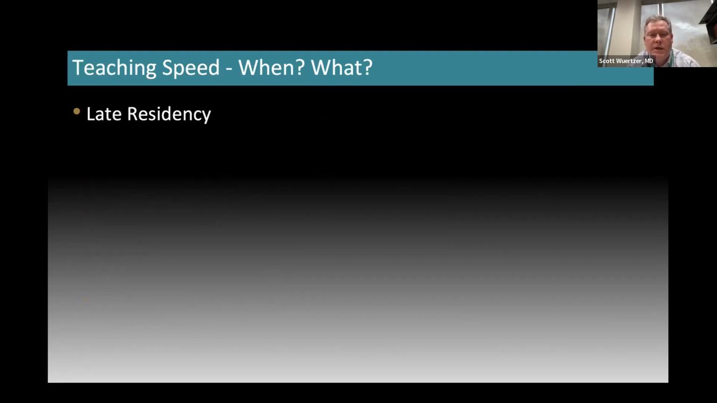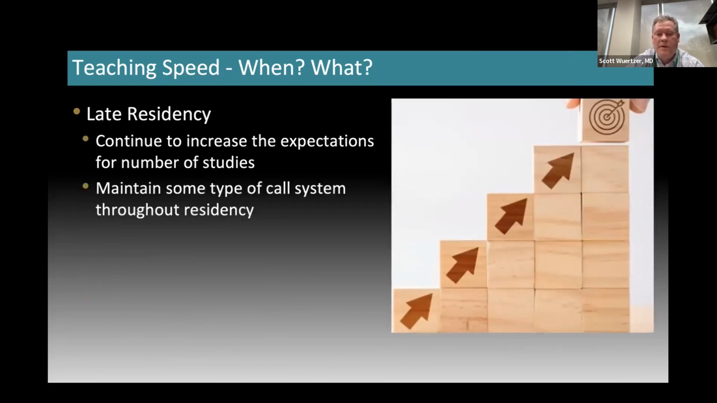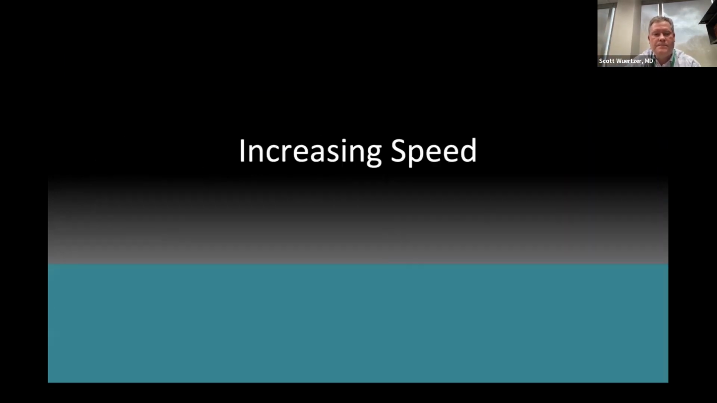Later in residency, can you continue to teach speed? When and what does that look like? I think you can continue to increase your expectations as people move through the system. Again, you can change those numbers that we talked about on the syllabus, for example. Another thing that we do at Wake that has helped increase speed as you move through is have some sort of system in place, whether it's a call system or a simulation system, but something that continues to challenge them as they get into the fourth year in particular, where you spend all this time in the first 3 years getting them ready to go, and you get to fourth year and they maybe plateau a little bit, but I think you can continue to teach speed.